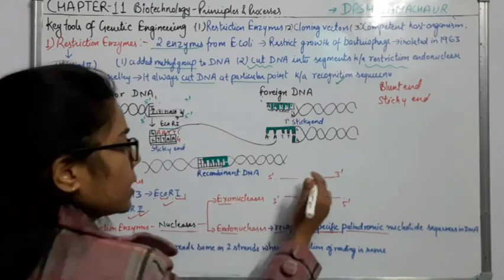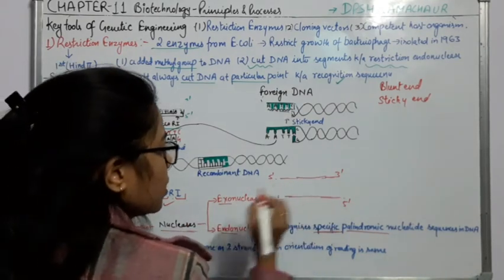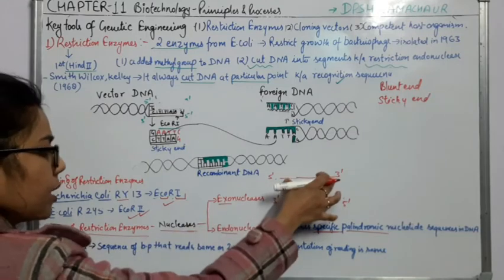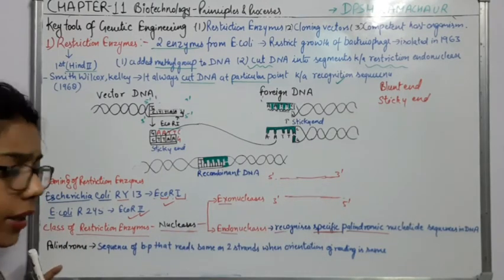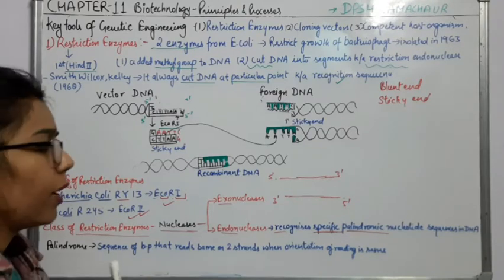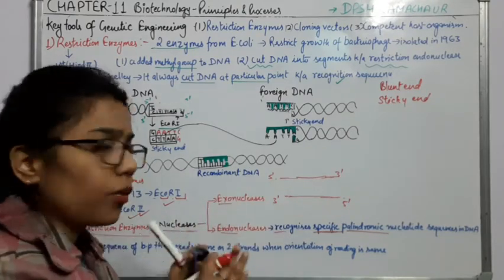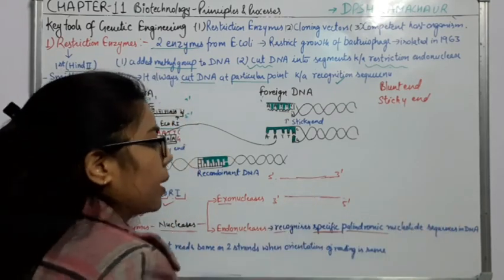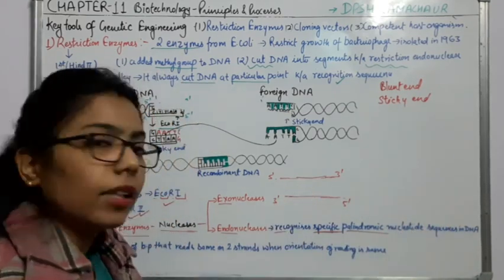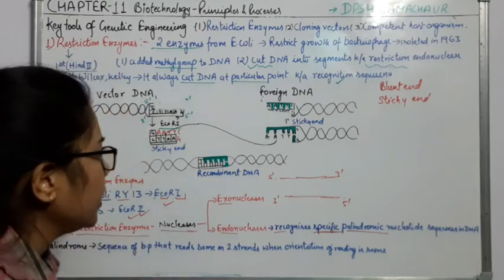For example, this is the strand. If this is the strand, the sequence of base pairs in both these two strands should read the same. For example, if I go from this 5 prime to 3 prime end, and from this 3 prime to 5 prime end, what will happen? I will get the same sequence.